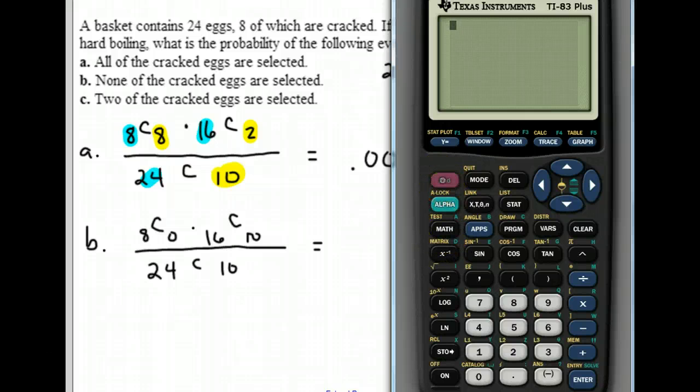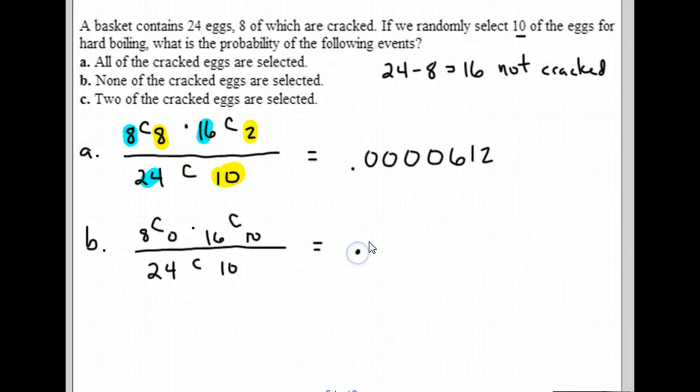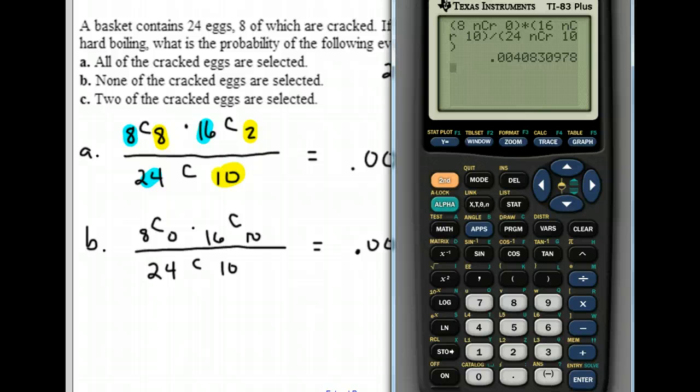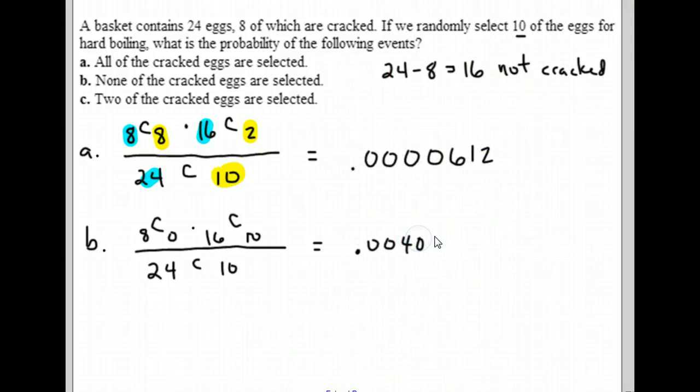Alright, so again, I do the same thing. I'm going to hit second enter, bring back the last thing I did. I'm going to change the 8 here to a 0. Alright, and then I'm going to change that 2 to a 10. Do that, hit 1, and then second delete is insert. Now I can change that to a 0, and it pushes everything over. Okay, so we get now 0.00408 to 3 significant digits.